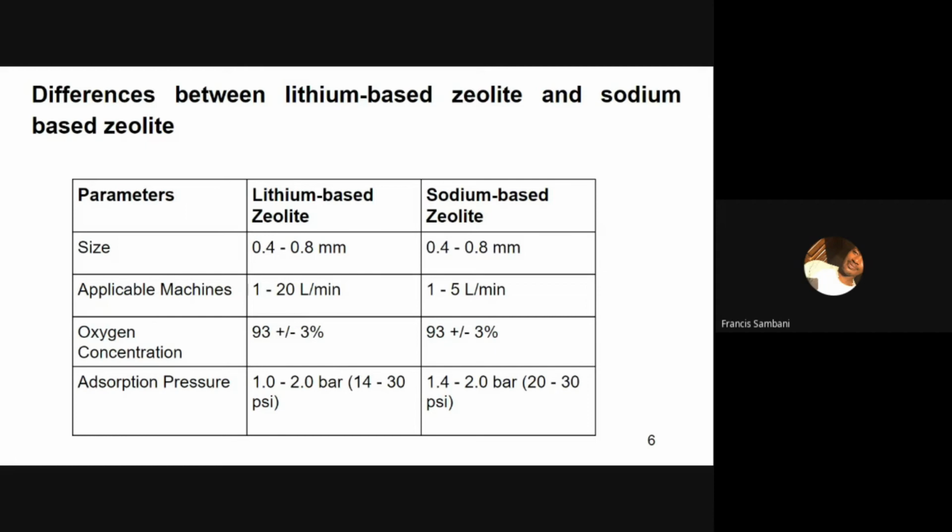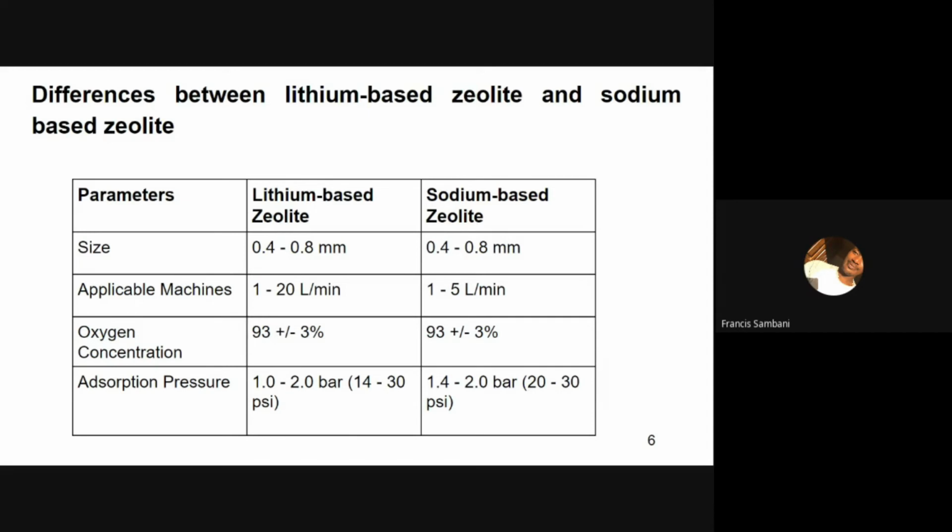But anyway, since we're looking at the differences of these two, it doesn't necessarily mean that sodium-based zeolite is actually bad. No, both sodium and lithium-based zeolite have a superior nitrogen to oxygen selectivity compared to the equivalent products. That's why they're used in oxygen concentrators, as purity isn't sacrificed. So as already seen on the table, you get 93 plus or minus 3% either way if you use sodium-based or lithium-based zeolite. So yeah, moving on.